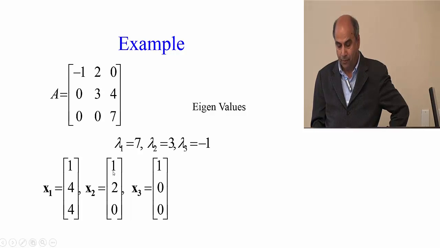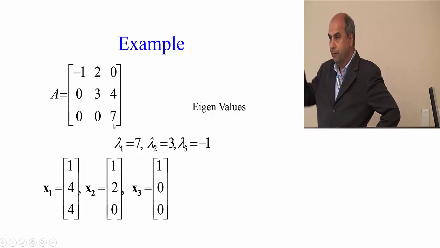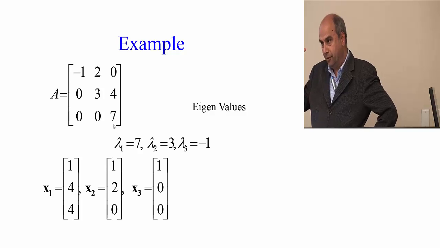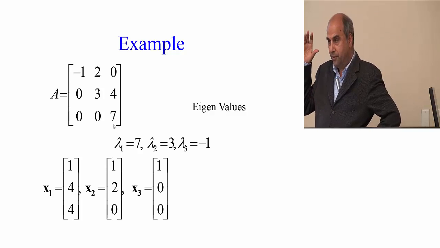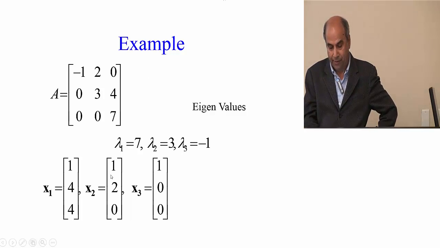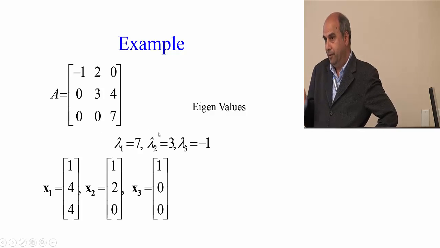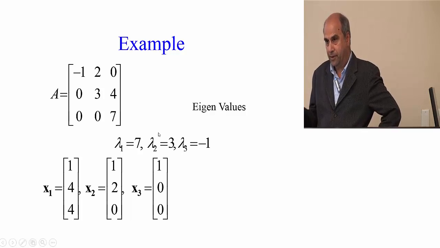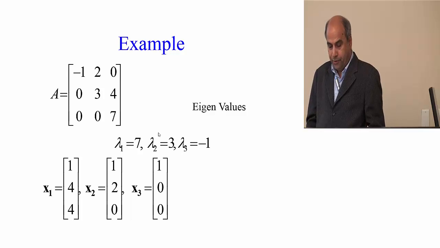So let's do that. This is -1 plus 4, which becomes 3. This becomes 0, 6, and this becomes 0, 0, 0. So there are 3, 6, and 0. And the eigenvalue was 3, so that becomes 1, 2, 0. So this is indeed the eigenvector with this eigenvalue. You can verify that, because that's the definition.